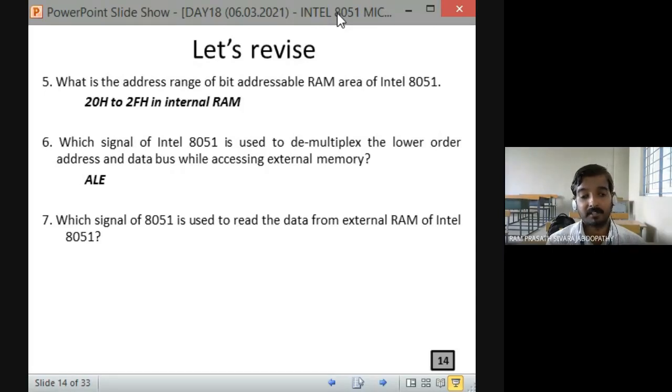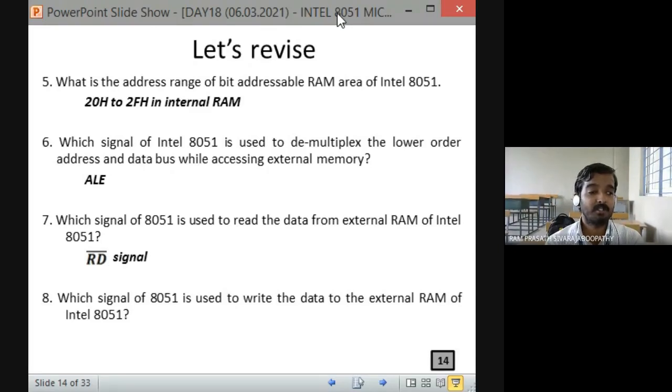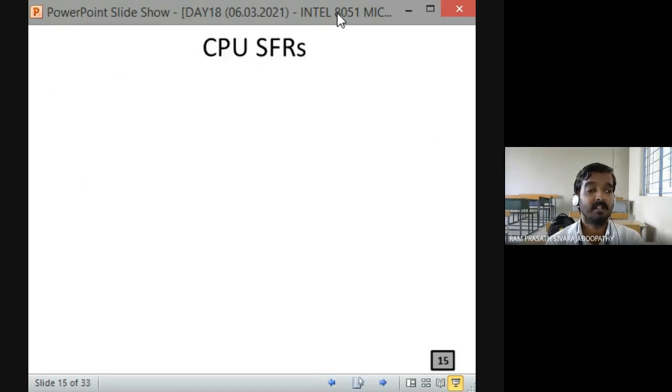Which signal of 8051 is used to read the data from external RAM memory? Yes, RD bar. MOVX is an instruction, Vignesh. Actually, MOVX is an instruction. Okay. Which signal? RD bar signal. Fine. Which signal of 8051 is used to write the data to external RAM? Yes, WR bar.